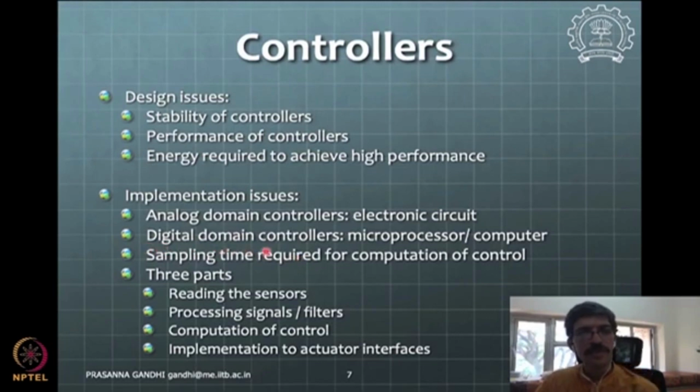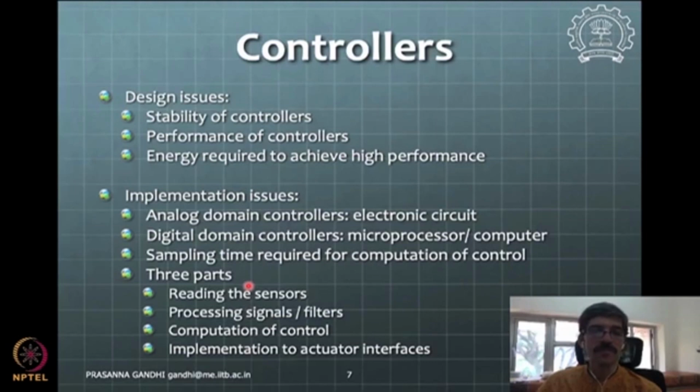Then the other implementation issue we have to consider is the sampling time. The main thing with sampling time is that we need to be able to do the tasks which we are supposed to do in the closed loop continuously.